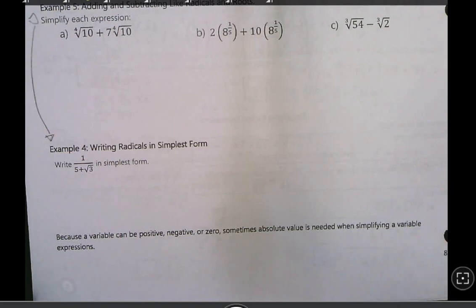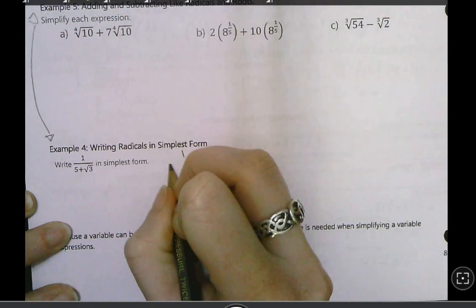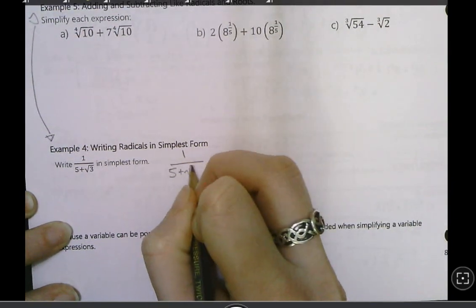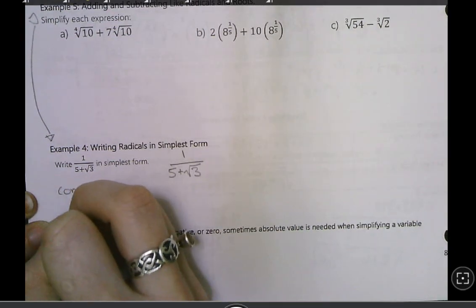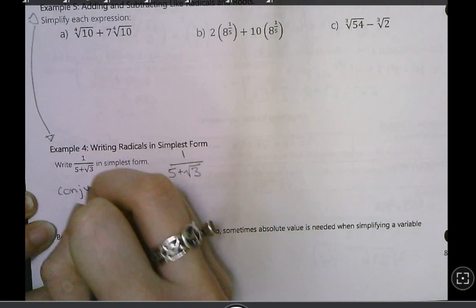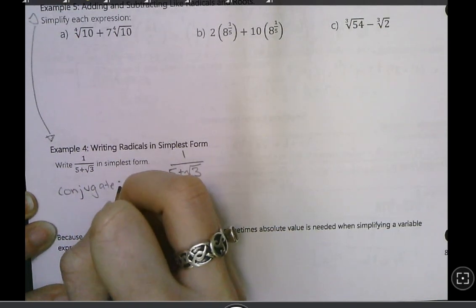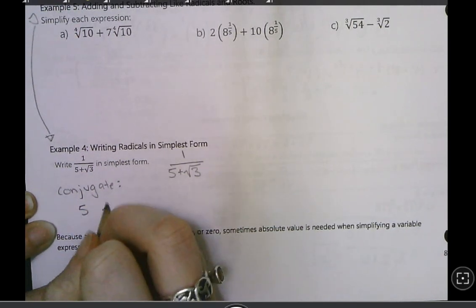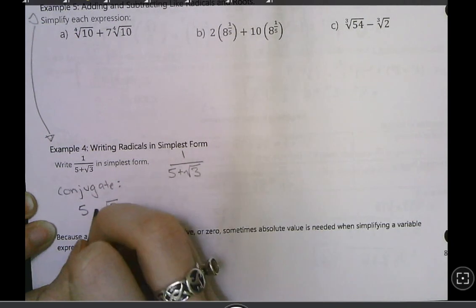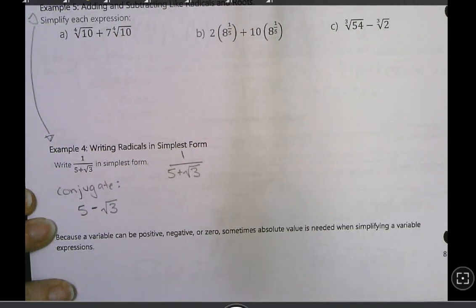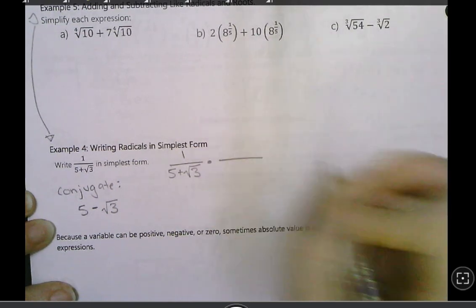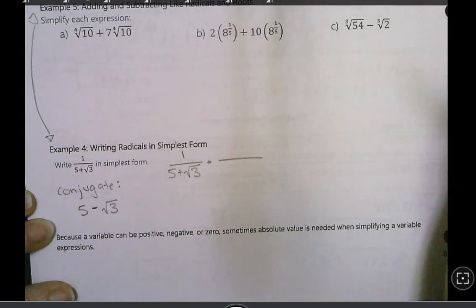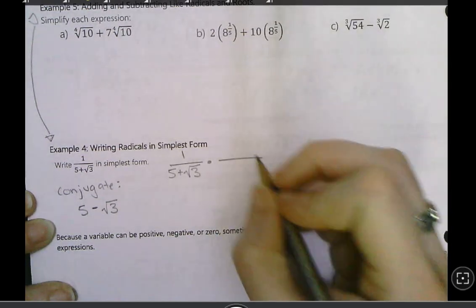So if we look at example 4, we have that 1 over 5 plus the square root of 3. Well, its conjugate, I'm going to write that over here, conjugate, that's going to be that same 5 and root 3, but instead of a plus sign, we'll have a minus sign in the middle. So what we're going to do here is I'm going to multiply by 1, but we're going to have it written in a different way, kind of like we had up above.